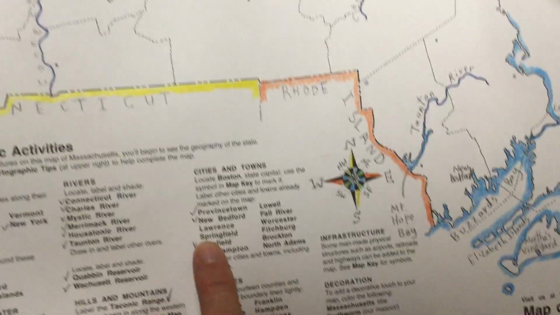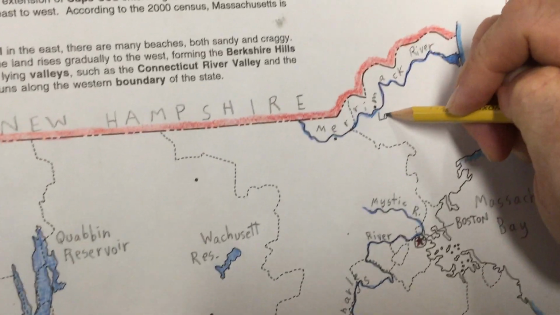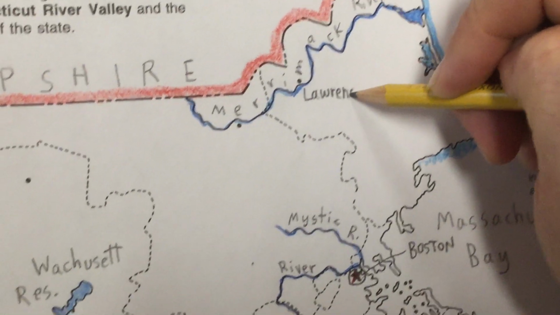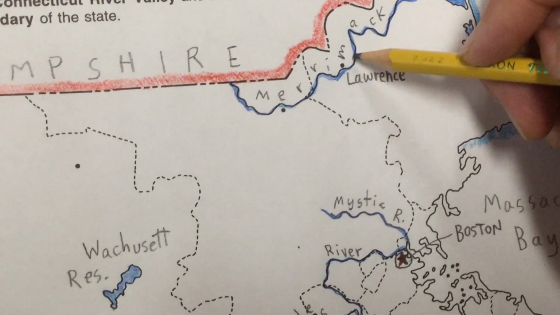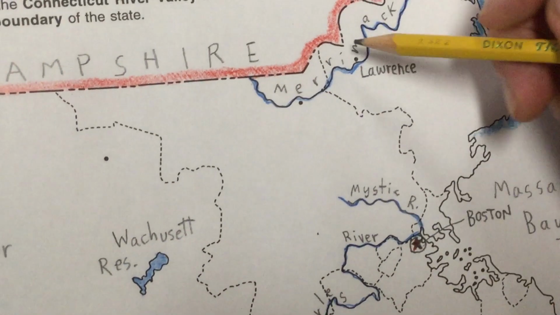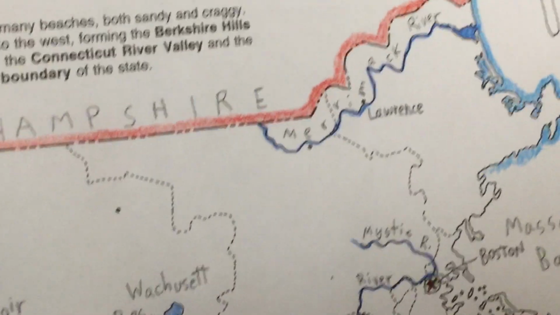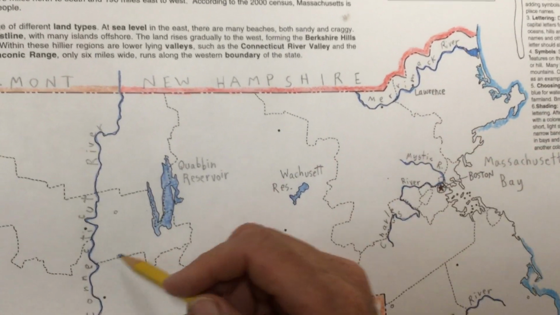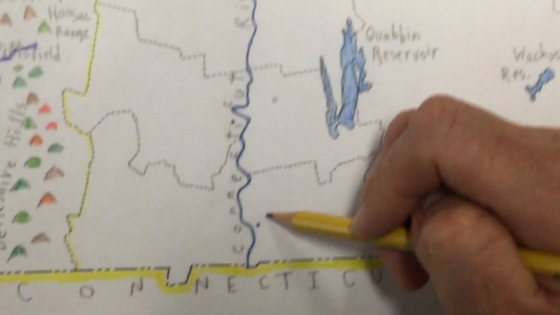Okay, the next city is Lawrence, which is located right along the Merrimack that we've already labeled. Lawrence. Now remember, we're just pinpointing the city. The city has boundary lines, just like the counties and whatnot, but we're just going to put the little symbol of the dot. Okay, now we're going to do Springfield. Springfield is a very well-known city in Massachusetts, located along the Connecticut River.